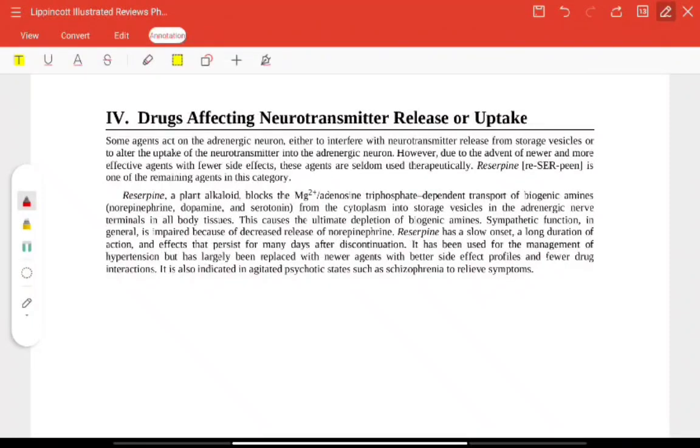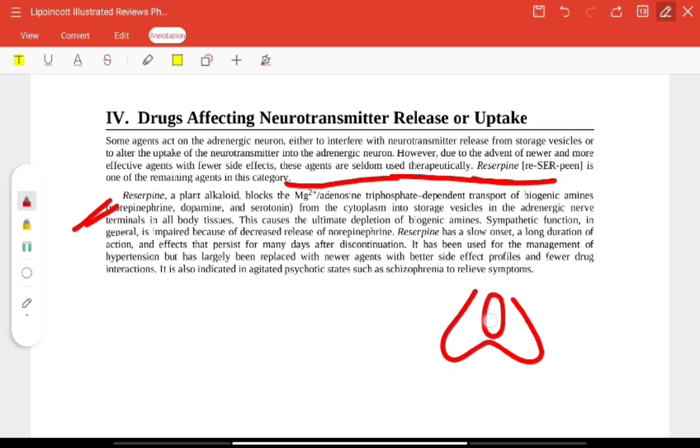Now, drugs which affect neurotransmitter release or uptake. Reserpine. Reserpine is a plant alkaloid which will block, what is the mechanism? Magnesium adenosine triphosphate dependent transport of biogenic amines, these catecholamines, norepinephrine, dopamine, and serotonin, from the cytoplasm into the storage vesicles. We have seen here storage vesicles in the adrenergic nerve terminals in the body tissues. This causes the ultimate depletion of amines. Sympathetic function in general is impaired because of decreased release of them.